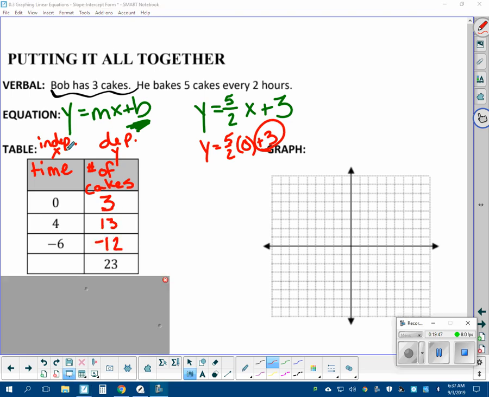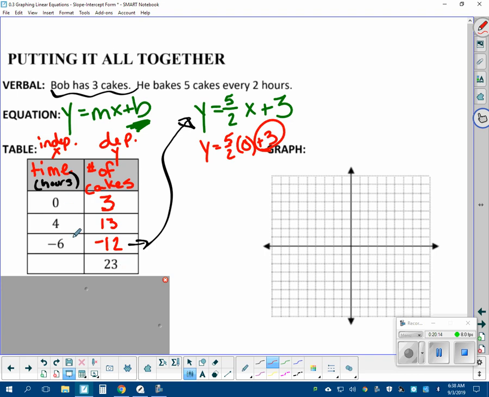Okay, so after 4 hours, and I should have put time in hours, he's baked 13 cakes. After negative 6 hours, he's baked negative 12 cakes. Now, do these numbers even make sense for our story problem? No, they don't. You can't make negative 12 cakes. But it's easy to figure it out because of this equation. Now, the last one's a little different.